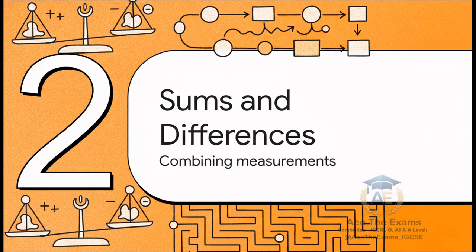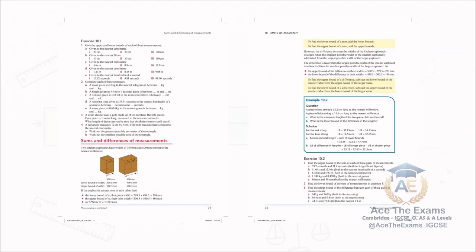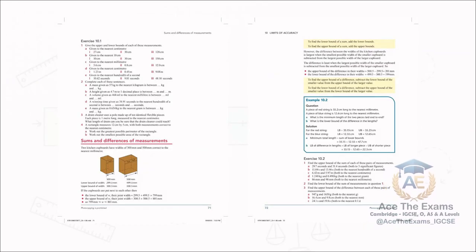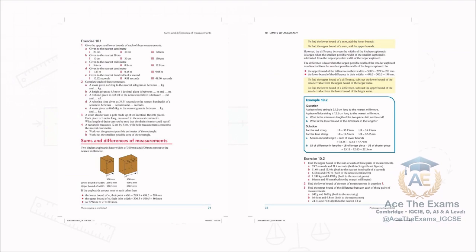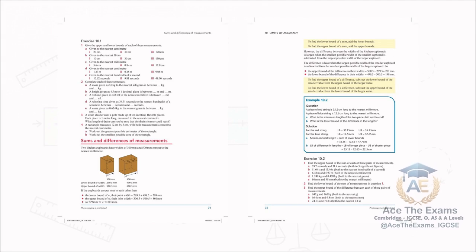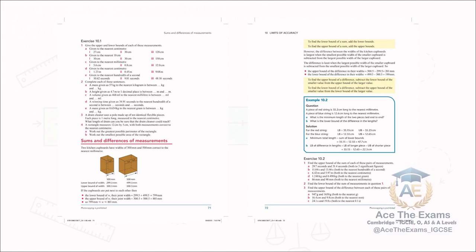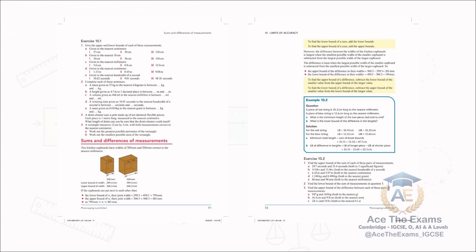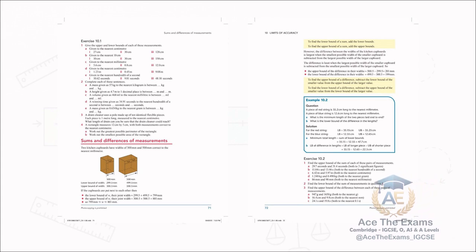Moving on to Section 2, Sums and Differences. Let's see what happens when we start combining these numbers. Check out these kitchen cupboards. Let's say we put a 300 millimeter and a 500 millimeter cupboard side by side. Finding the maximum total width is a breeze. You just take the upper bound of the first one, 305, and add it to the upper bound of the second one, 505. Boom, 810 millimeters.